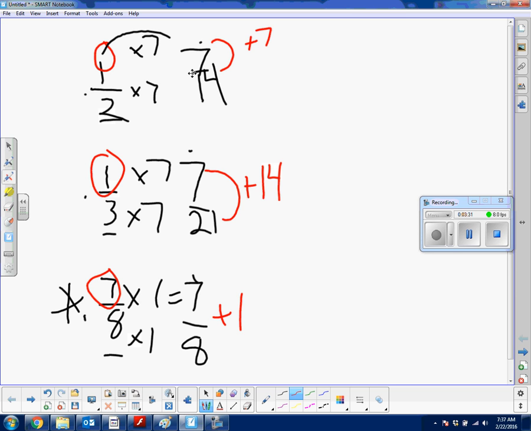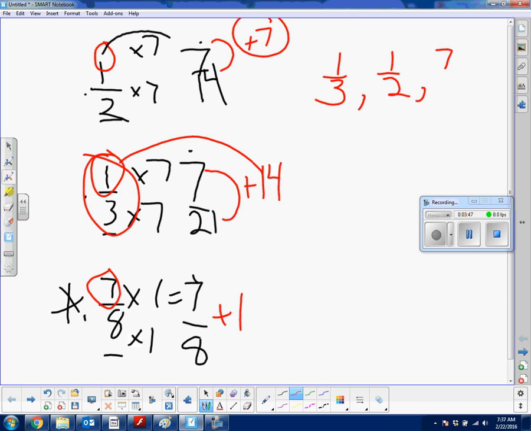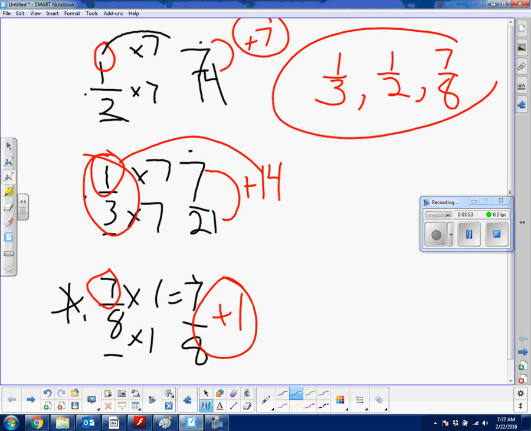So that means that originally, my smallest fraction is now going to be 1/3 because of that 14 away. The next biggest is going to be 1/2 because that's 7 away, and my biggest fraction is going to be 7/8 because it's only 1 away. And that is what we're going to be doing today. It's a little bit of a challenge, but as long as you're organized, you can do this.